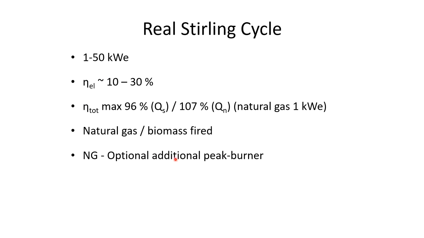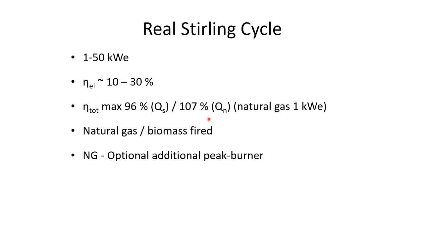Now the real Stirling engine systems typically have a power output of, let's say, 1 to 50 kilowatts of electricity. So you can see really relatively low power outputs. The electrical efficiency can be between 10 and definitely no more than 30%. And in cogeneration applications, the maximum efficiency, when we consider natural gas fired systems in condensing mode, the total efficiency can be up to a little bit more than 100% with respect to the lower heating value.